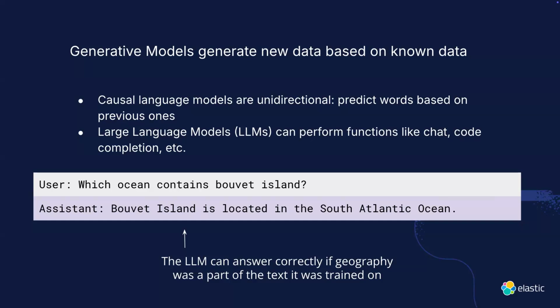Now, if you've never used something like ChatGPT before, the flow usually is that you, as a user, say something to the assistant. Like if you're doing an obscure geography quiz and you're wondering, okay, what ocean has Bouvet Island in it? And then if it has seen that information, oops, that's a bad place.